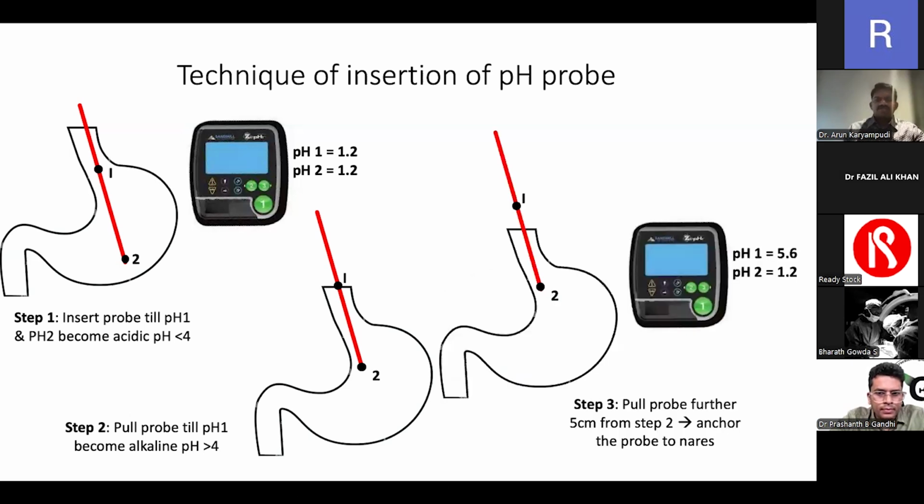And from this point, you withdraw the catheter for 5 centimeters. By doing so, you would place the esophageal pH sensor 5 centimeters above the LES. So this is a very simple pull technique that you can use whenever you don't have a manometric value of an LES, the depth of LES. You can always use this simple pull technique to place the pH probe.